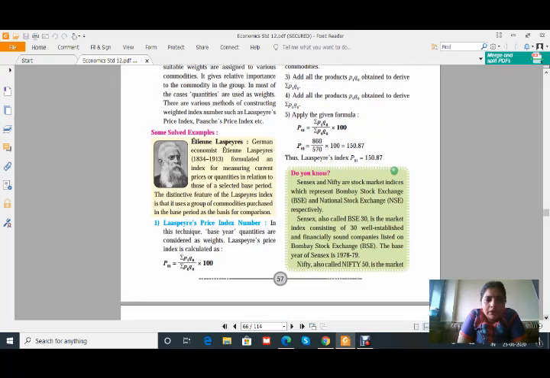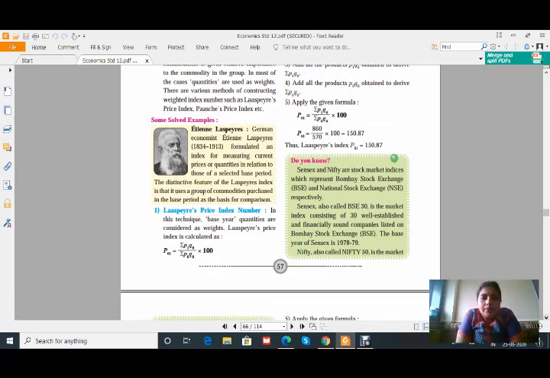Laspeyres's. What his formula says: in this technique, base year quantities are considered as weights, and Laspeyres's price index is calculated as P01 is equal to summation of P1 Q0 upon summation of P0 Q0. That means here the quantity for the base year is only considered, not for the current year. That means we have to take the summation of P1 into Q0, that is prices of the current year multiplied by quantity of the base year, divided by summation of P0 Q0, that means again prices of the base year and quantity of the base year.